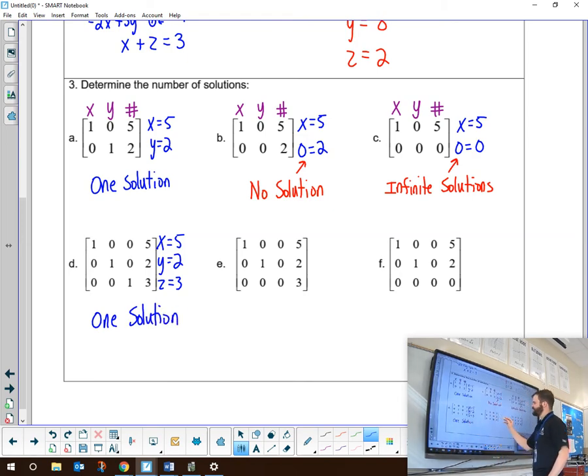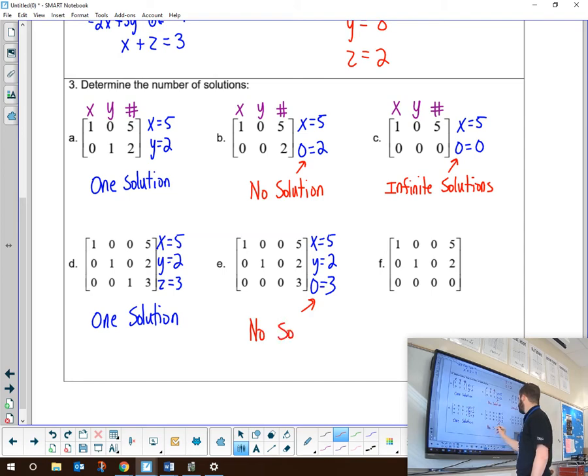Okay, on this next one, look at this guy. It is x equals 5, y equals 2. Oh, but then we don't have anything on this side at all. It's just 0 equals 3. Well, 0 can't equal 3. So this is no solution.